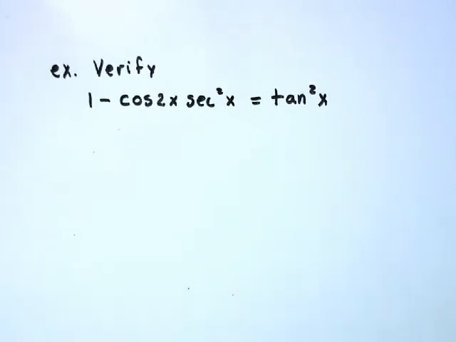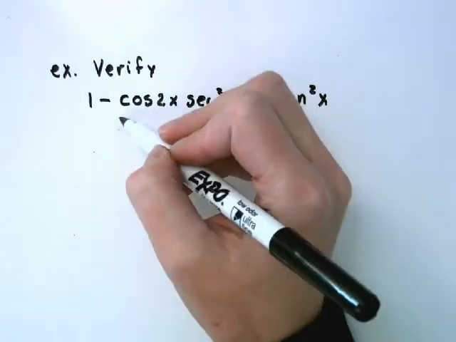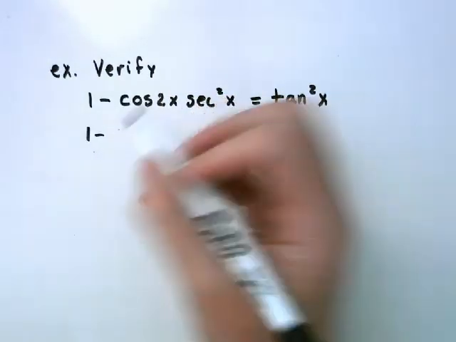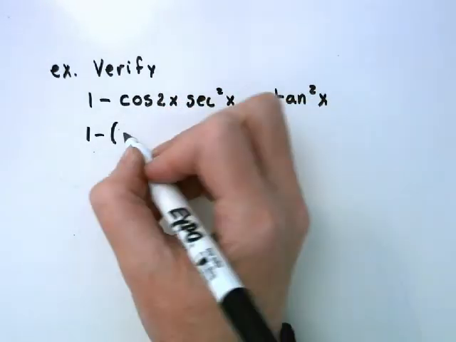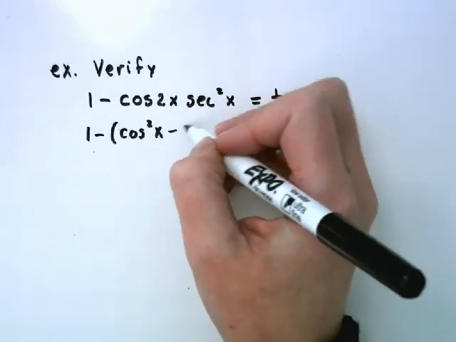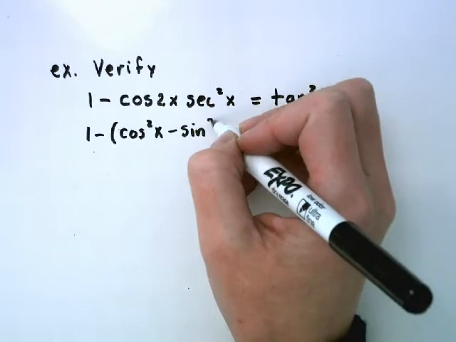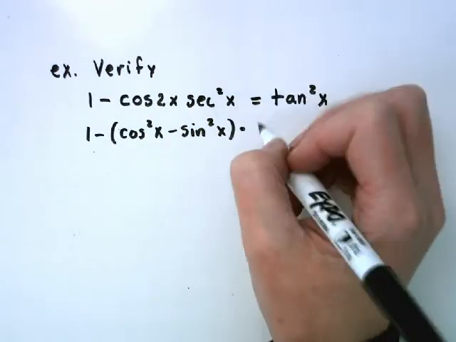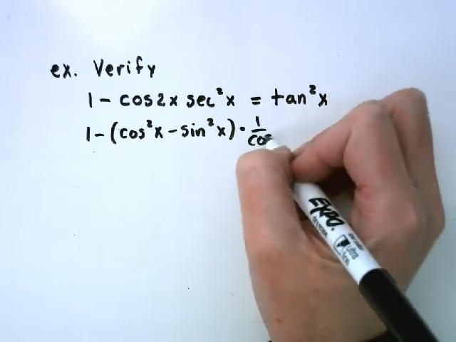Okay, so we are going to verify that 1 minus cosine 2x times secant squared x equals tangent squared x. So the first thing we're going to do is replace this with the double angle identity for cosine. You can use any of them, but I tend to just use the first one, and then if I need to solve, I can. So I'm going to replace that with cosine squared minus sine squared. We're going to multiply that times secant, which is 1 over cosine.